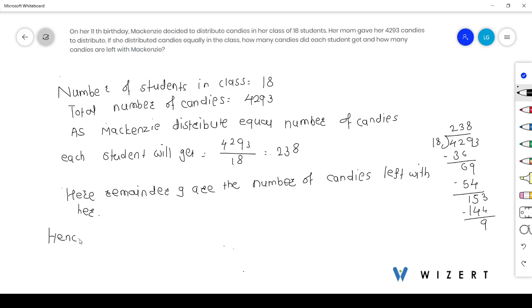Hence, each student will get 238 candies and 9 left, 9 candies left with Mackenzie.